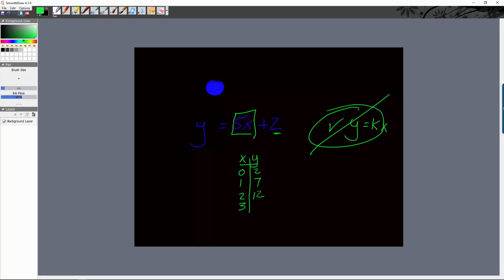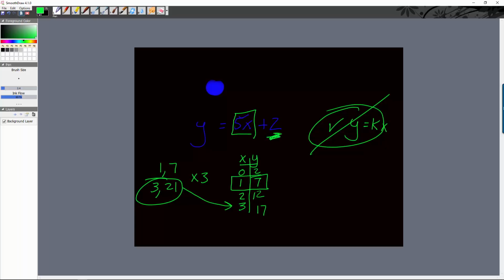If I plug in a 3, 3 times 5 is 15 plus 2 is 17. Remember before I said if it's proportional, if I take my unit, so when x is 1, I'll put down 1 and 7. And let's do a scale factor. Let's say times 3. So I'm going to multiply this times 3, and I'll get 3. And I'll multiply the 7 by 3, and I'll get 21. Well, if I look here, this ordered pair was not 3, 21, it was 3, 17. And the reason why it didn't work is because of this plus 2.